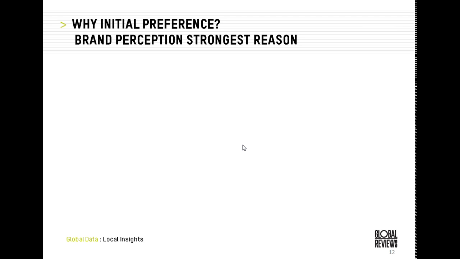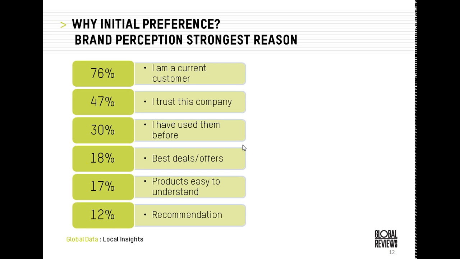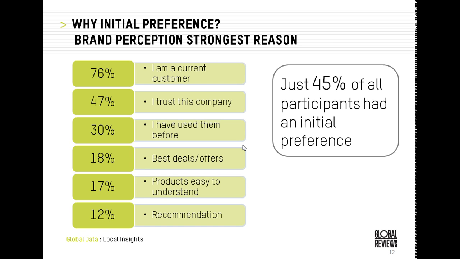So why would they have an initial preference? What is it that makes them believe that they would be able to select one from the brands that they already know? The majority says, well, I'm already a current customer with this brand, so at this point in time I'll stick with that brand, or I trust the company, I've used them before. Now what is key to understand here is that it was only 45% of all the participants that really had an initial preference. There's still 55% that said, yeah, I know about all these brands, but I'm not willing to already have an initial preference. I want to find out what other options I have.